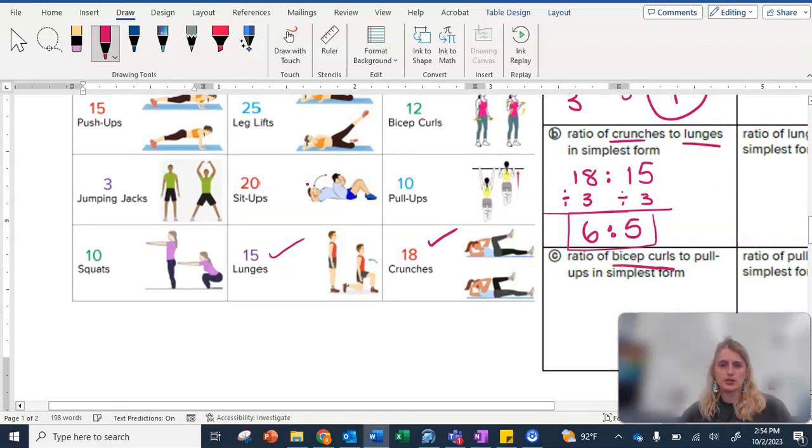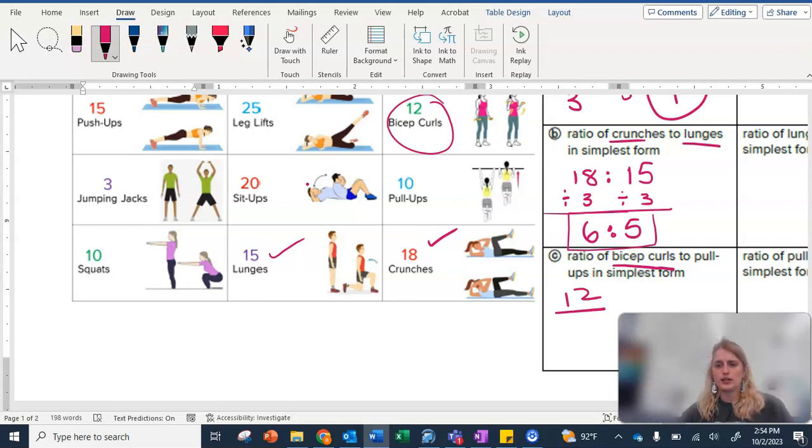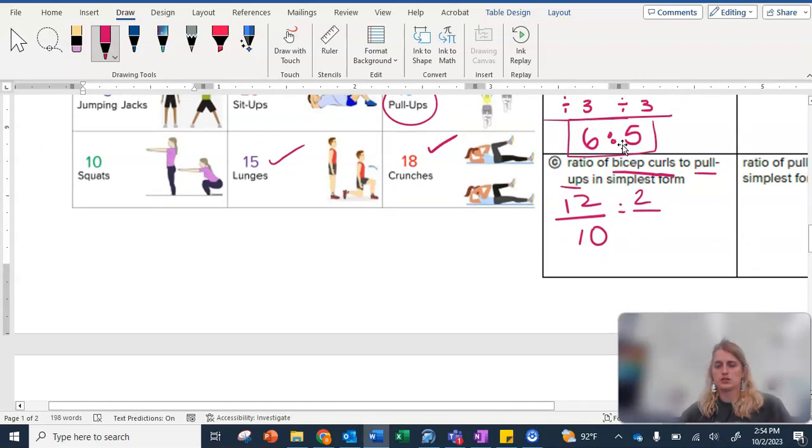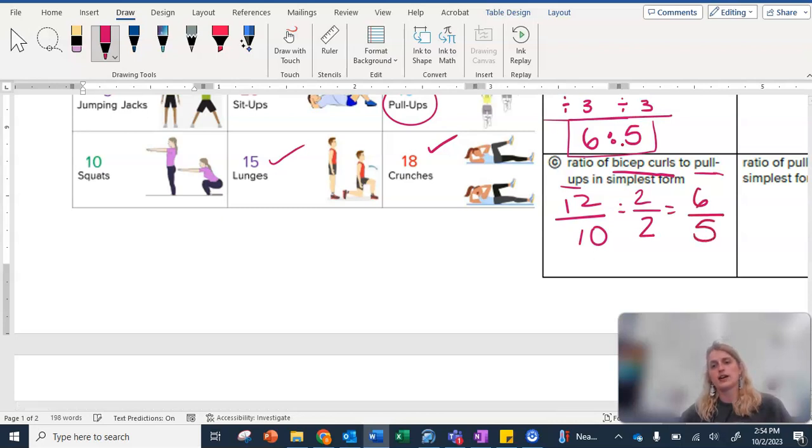There's bicep curls, 12. 2 pull-ups. Some of the numbers you're going to end up using multiple times. There's pull-ups. What could I divide both of those by? I could divide them both by 2. That gives me 6 to 5.